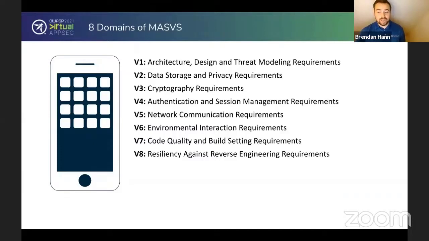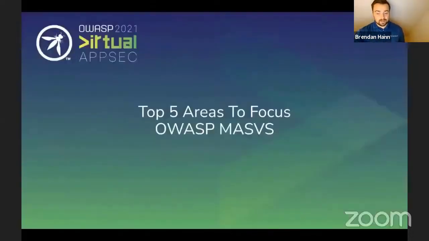So the 8 domains cover everything from architecture and design, data storage and privacy, cryptography, authentication, network communication, environmental interaction, code quality, and resiliency against reverse engineering. That should sound familiar. But those are the full 8. There are some that we see as problems more frequently. So we're going to talk about those next.